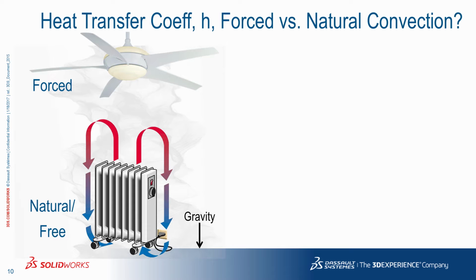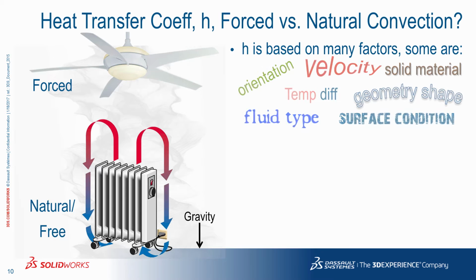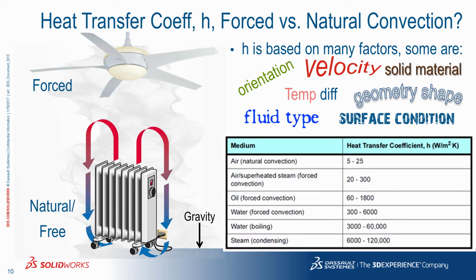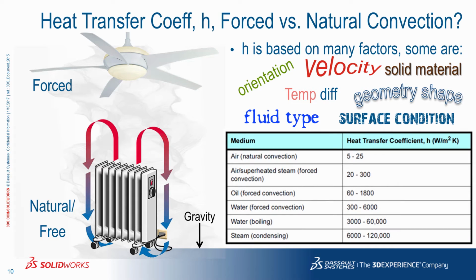If you take a look at any textbook that is talking about convection, it very quickly gets into a discussion about fluid dynamics, because H can vary based on many factors, some of which are orientation, velocity, the solid material, the temperature difference between the solid and fluid, the fluid type, the shape of the geometry, and its surface condition. Just taking a look at a table of the range of values that this might be, you can see in the first column the medium, so that can be different fluid types, as well as whether it's natural or forced convection.